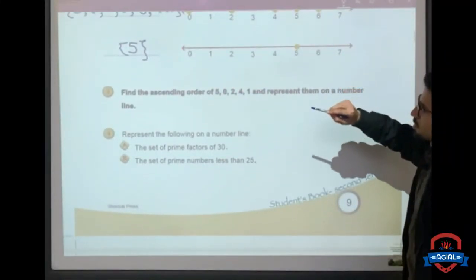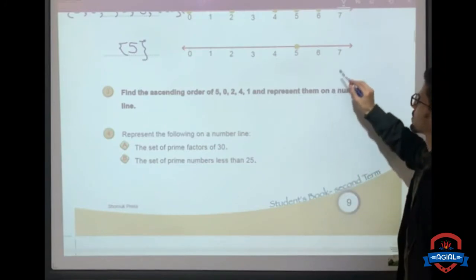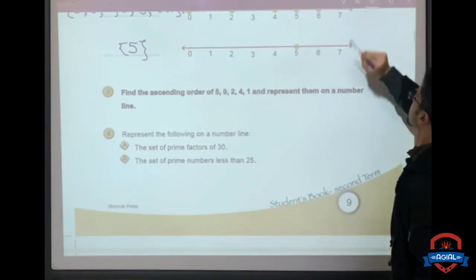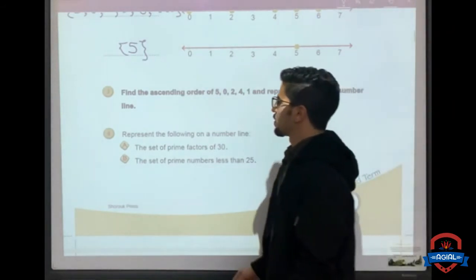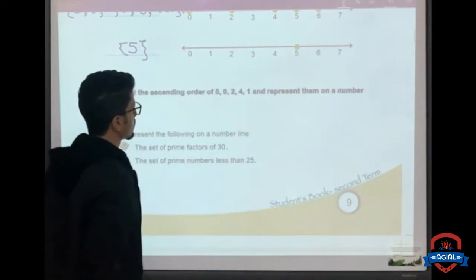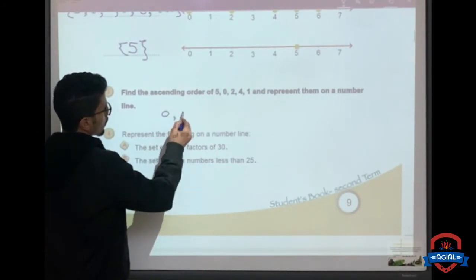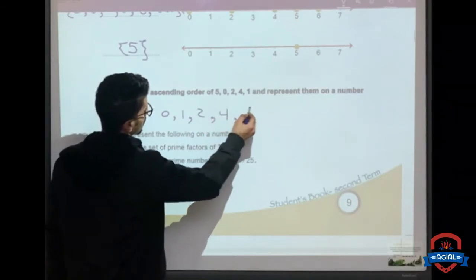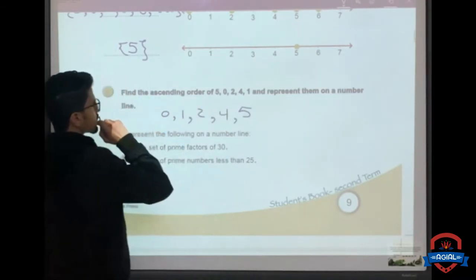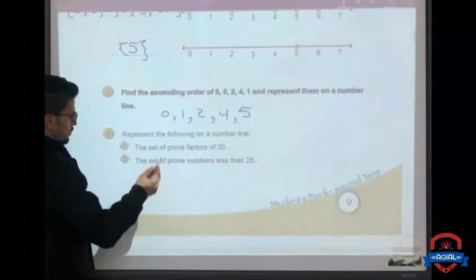Now let's look at this third question. Find the ascending order of 5, 0, 2, 4, 1 and represent them on a number line. So we need to find the ascending order of these numbers. The smallest number is 0, then 1, 2, 4, and 5. So this is the ascending order. We start from the smallest to the greatest.